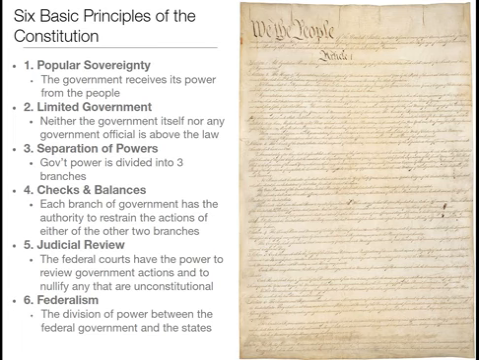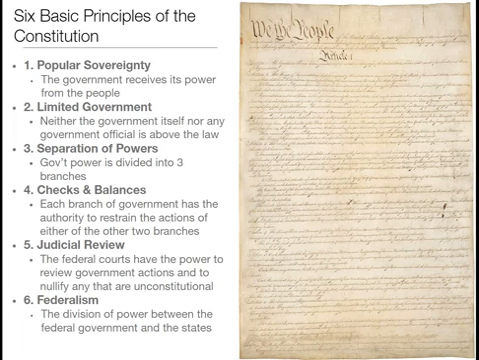Number 3, separation of powers. Our government is divided into 3 different branches to ensure that no one branch grows too powerful and ultimately trying to prevent tyranny. Number 4, checks and balances, which kind of goes back to separation of powers. They work kind of together. Each branch of government has the authority to restrain the actions of either of the other 2 branches to ensure that no one branch grows too powerful.